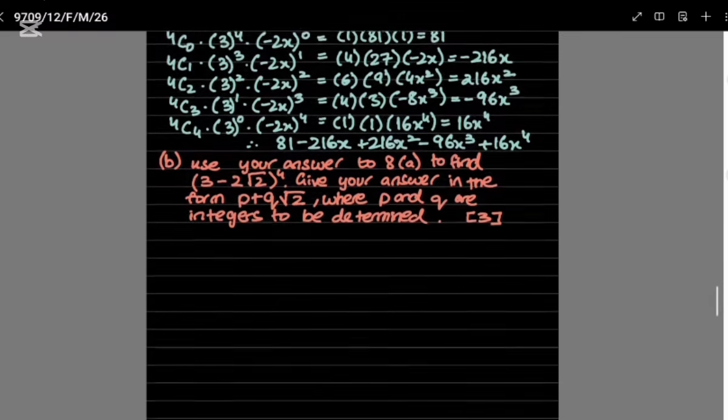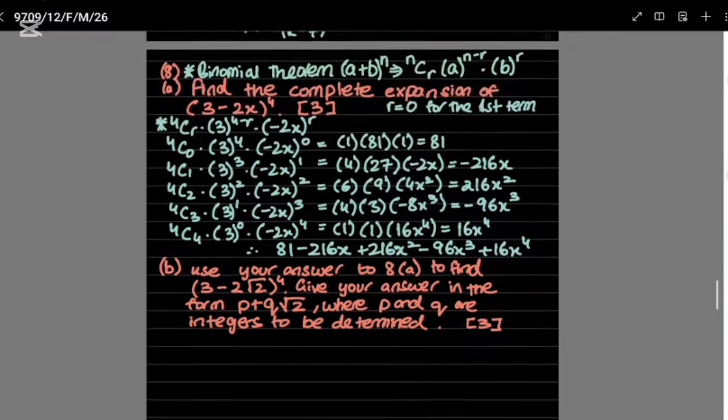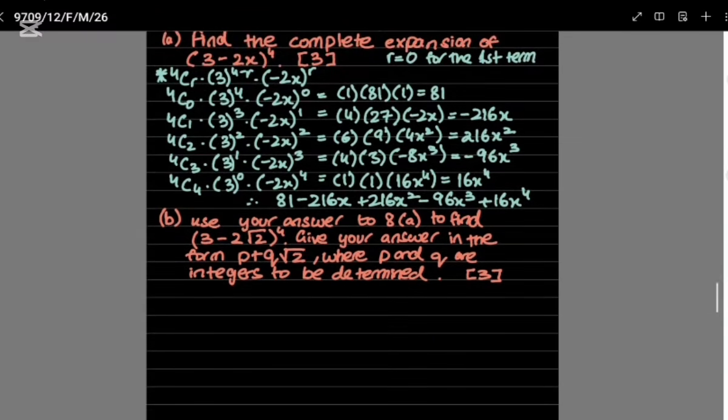Now part B. Use your answer to question number 8a to find (3 minus 2 root 2) to the power of 4. Give your answer in the form p plus q root 2, where p and q are integers to be determined. Okay, now if you look at part A, it was (3 minus 2x) to the power of 4. And what is it over here? It's (3 minus 2 root 2) to the power of 4.